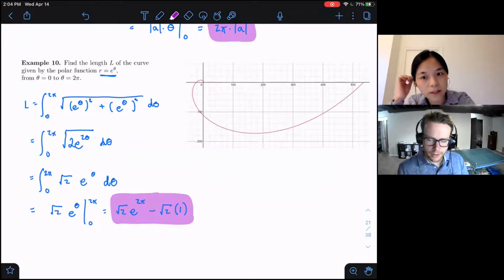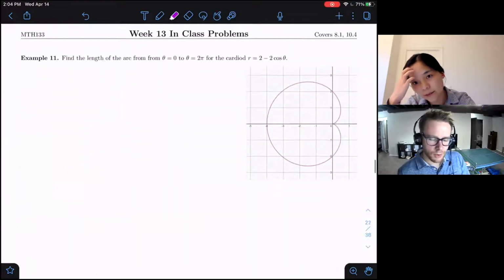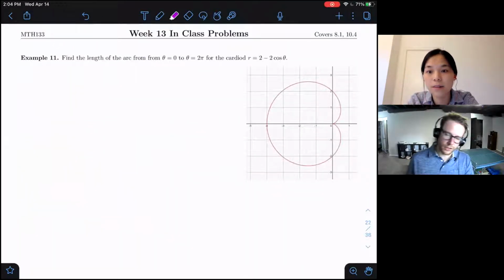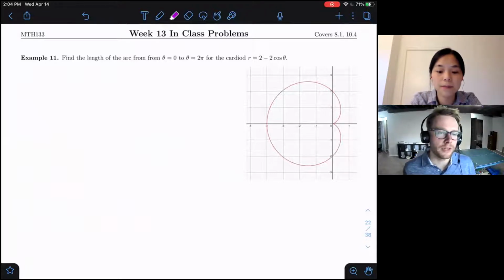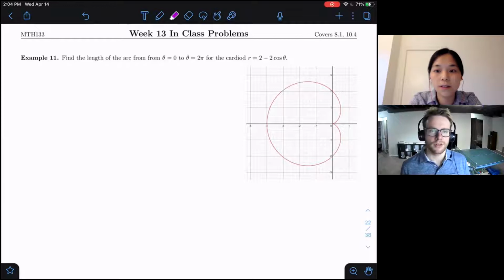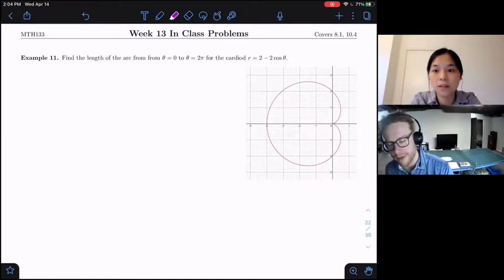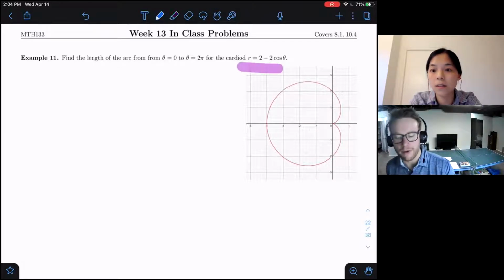So we'll do that one, and then we'll come back and see, maybe there'll be some questions from that. So this is our last arc length problem for the day, I believe. This is for the cardioid, right? So this curve here, 2 minus 2 cosine theta, that's what our r is given by.